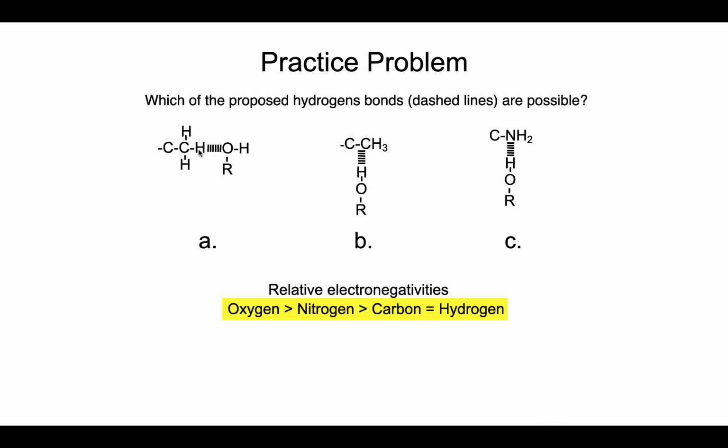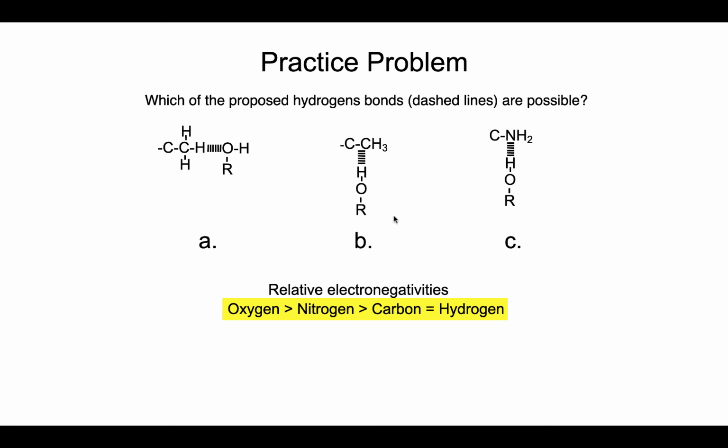Well, how about this hydrogen? In order for that to be a proper hydrogen bond, that hydrogen has to be partially positively charged. Let's see if it is. It's covalently bound to this carbon. Carbon and hydrogen have equal electronegativities. Therefore, the electrons are flying around equally, so this hydrogen does not have a partial positive charge. This is not a possible hydrogen bond.